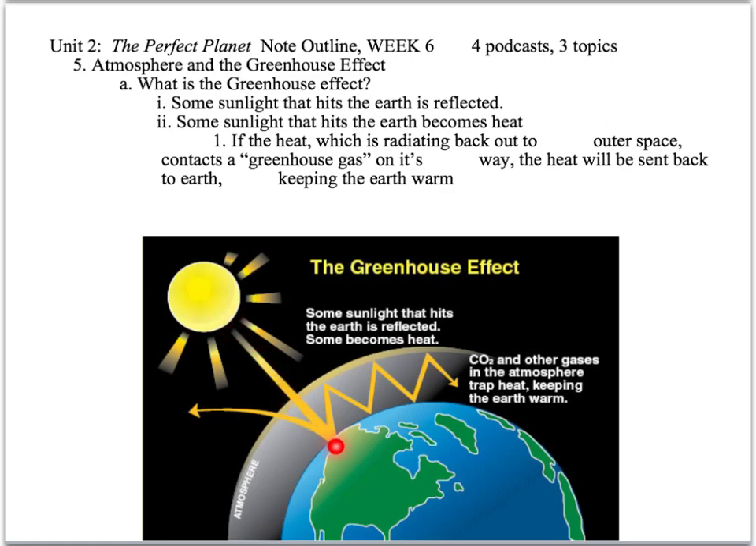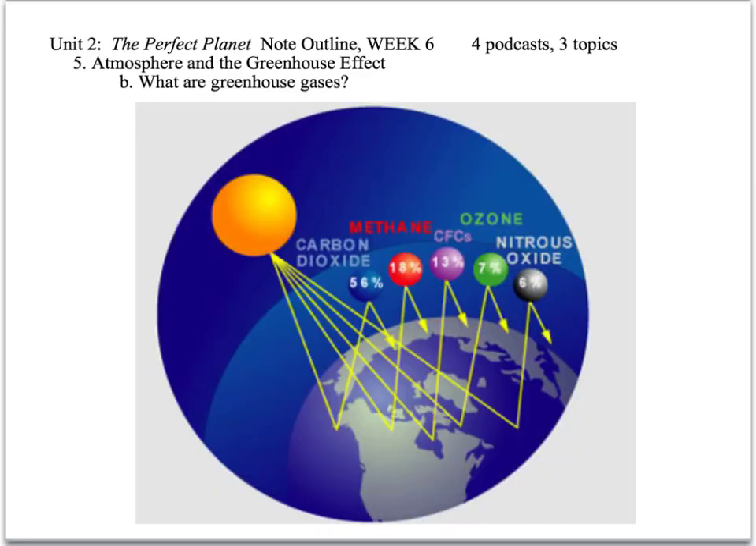If light reflects, the greenhouse effect is not taking part. If light becomes heat and the heat escapes, the greenhouse effect has not happened. But if light becomes heat and then gets redirected back down to the planet, that's the greenhouse effect. Here are your major players in the greenhouse effect: carbon dioxide, methane, chlorofluorocarbons, ozone, and nitrous oxide.